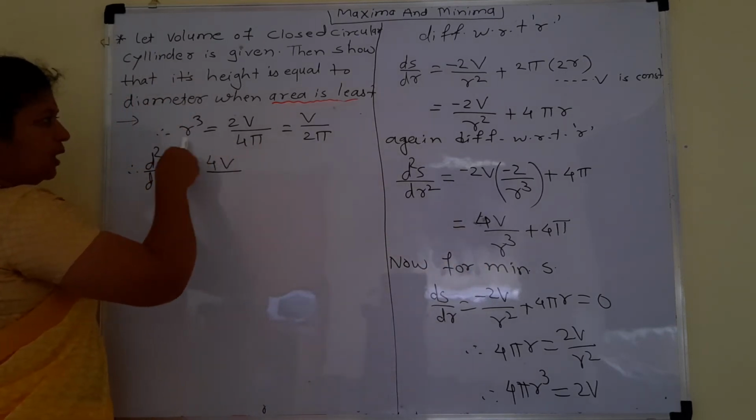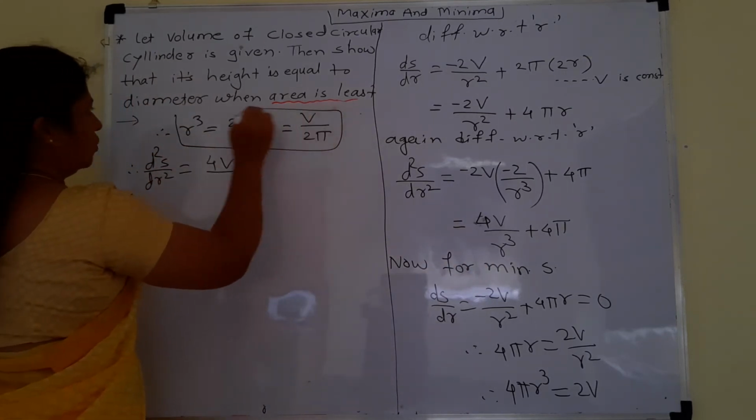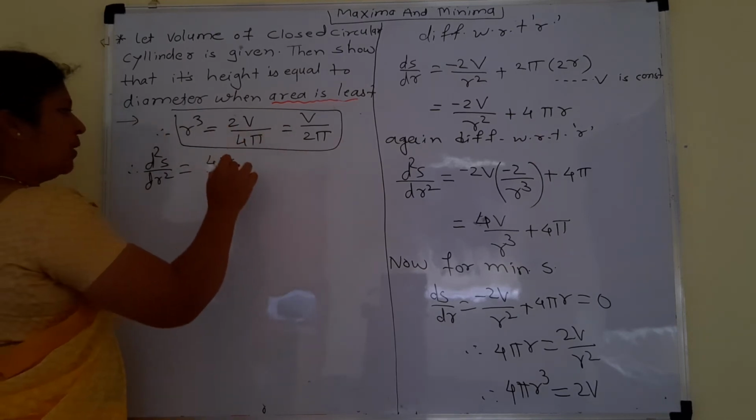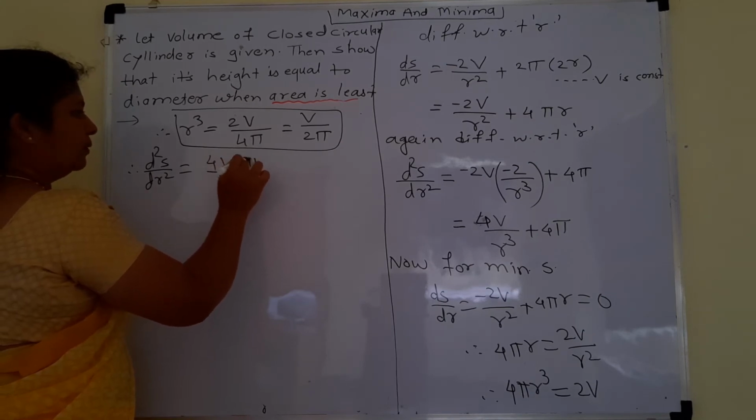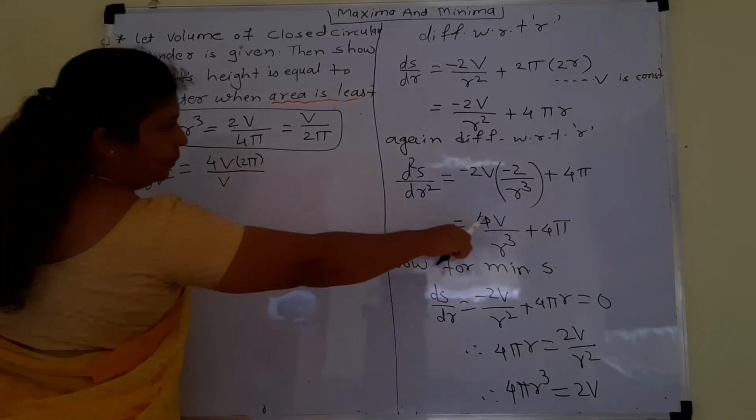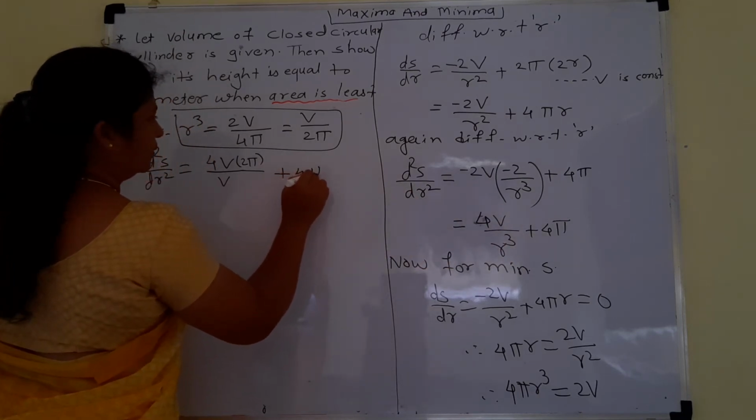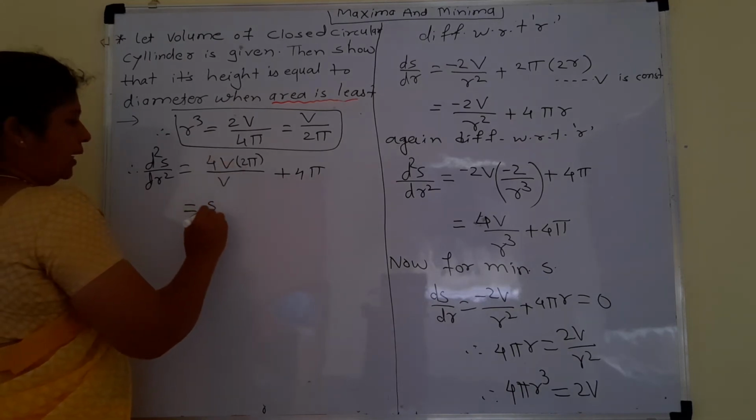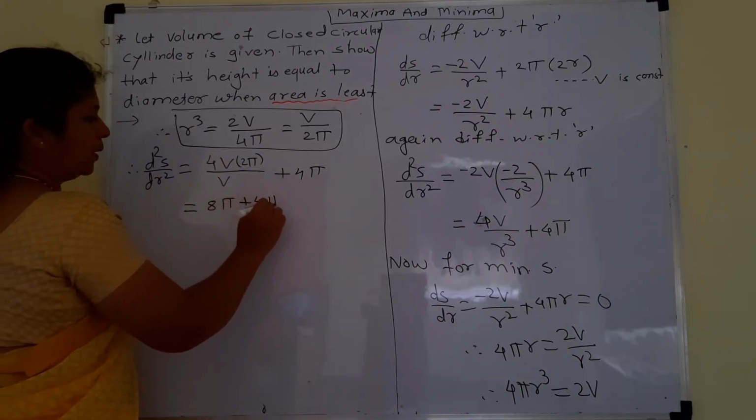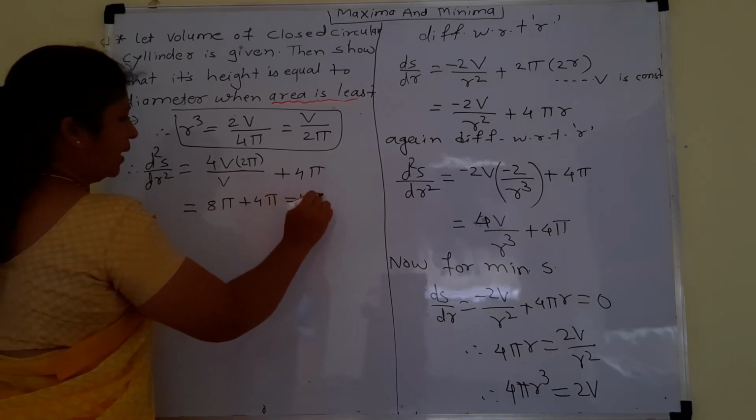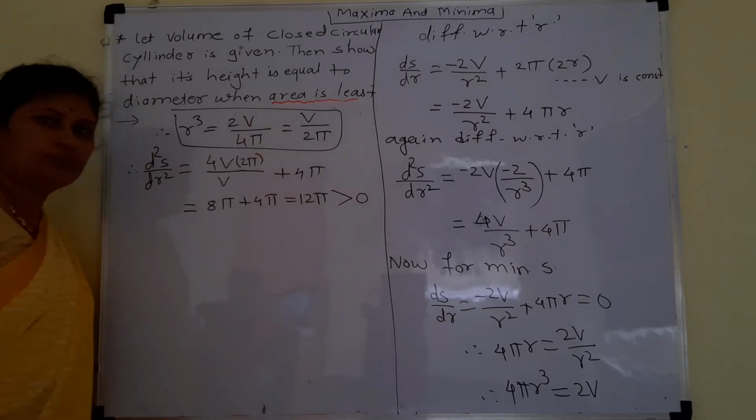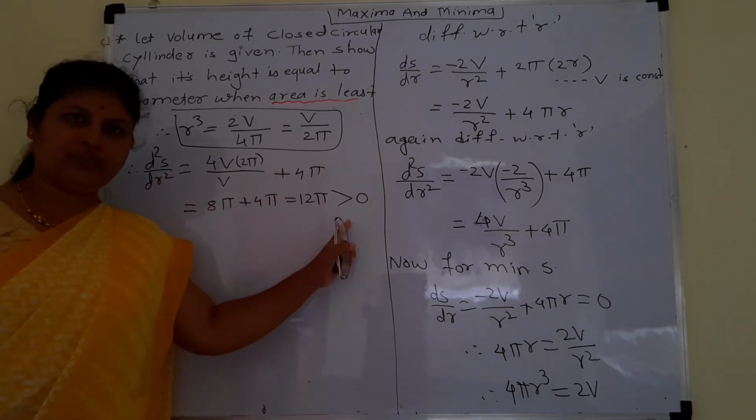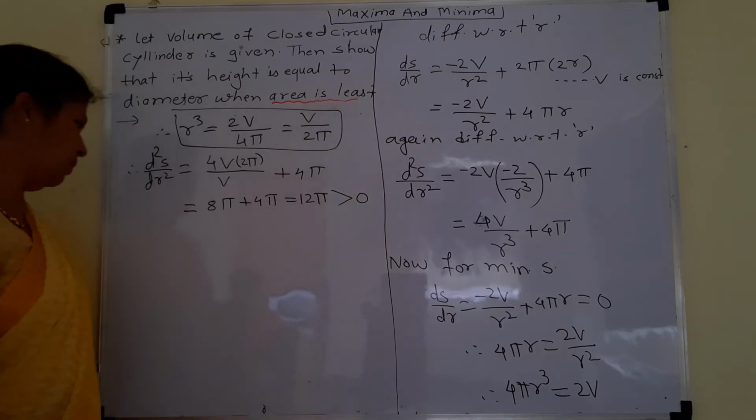What is r cube? R cube is obtained here. This value of r cube is there. R cube is equal to v upon 2 pi. This 2 pi will multiply at the numerator, plus 4 pi. So this is equal to, v will get cancelled. 4 into 2, 8 pi plus 4 pi, which is equals to 12 pi, and which is greater than 0. Since our second order derivative is greater than 0, the function will be minimum.